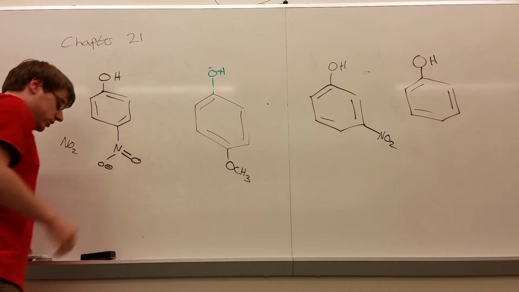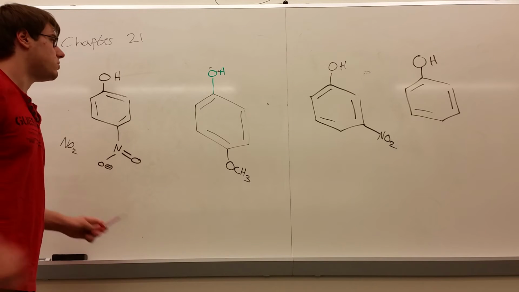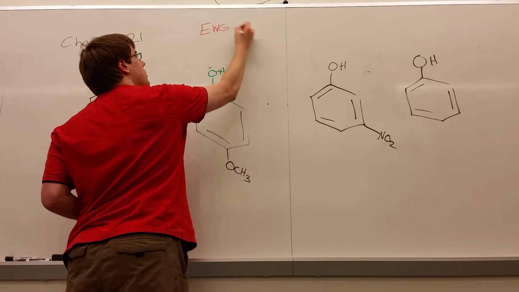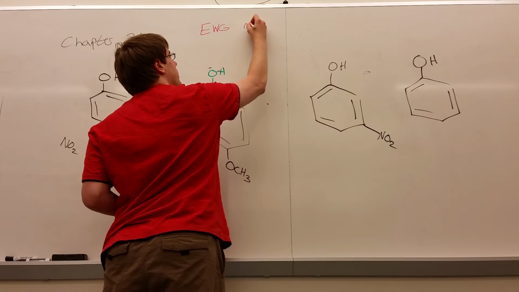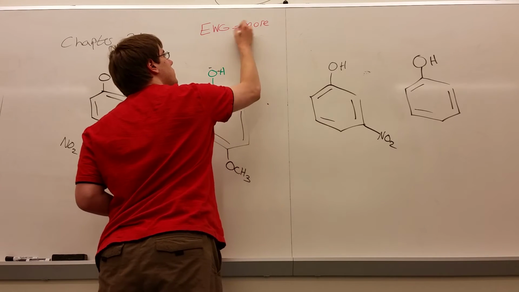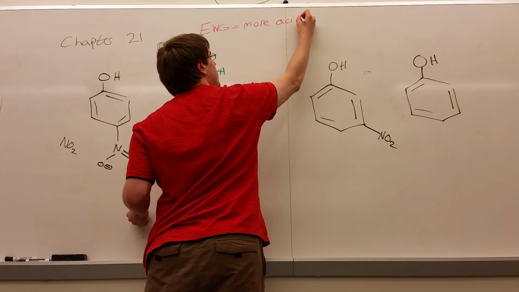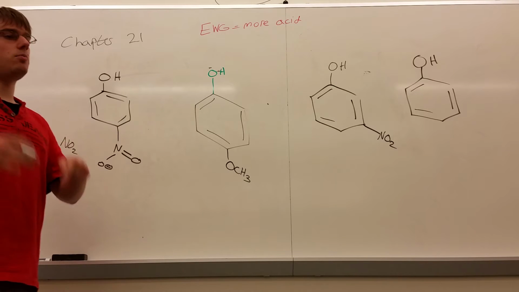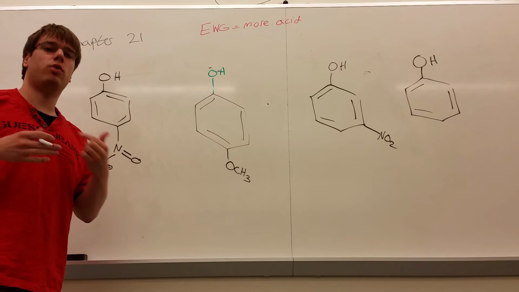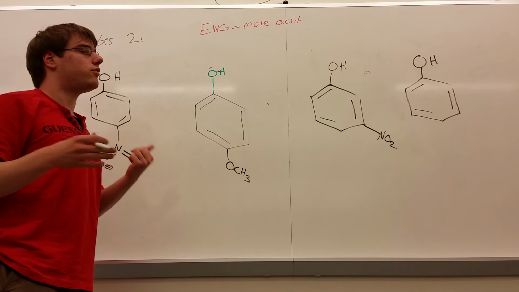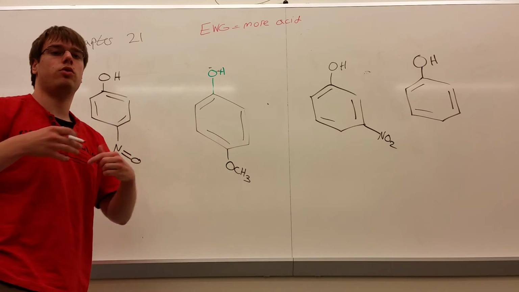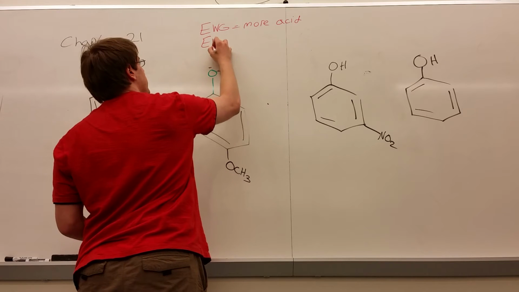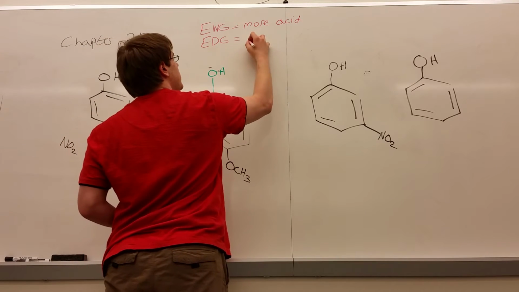So in the amines chapter, when we were talking about basicity, we said that electron withdrawing groups make something more acidic, because an acid accepts electrons from a base. It becomes negative when that proton is removed, and therefore an electron withdrawing group can better pull those electrons and help stabilize them. Electron donating groups, on the other hand, make things more basic.